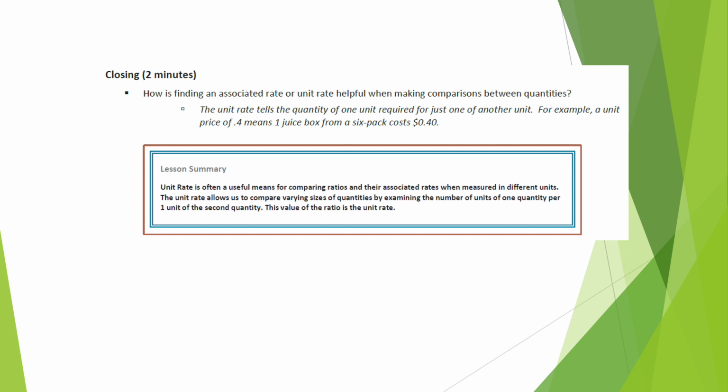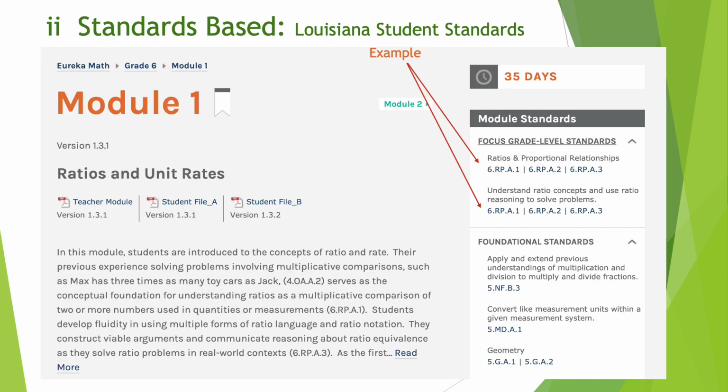Most of the lessons have a lesson summary, which includes formulas, vocabulary words, and definitions. Eureka Math for grade 6 is written based on the Louisiana Student Standards for Mathematics. The screen that you see on this slide is taken from InSync GradeMind InSync Eureka Math, and you can see on the right hand side the grade level standards are listed as 6.RP.A.1, RP.A.2, RP.A.3, and also you can see the foundational standards that show the connection between 6th grade and 5th grade.